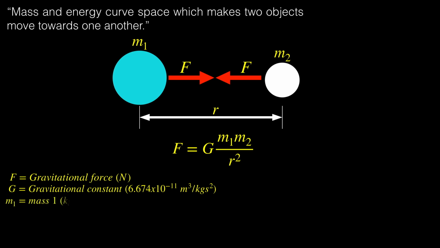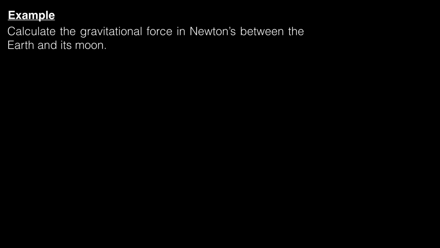m1 is equal to mass 1 in kilograms. Similarly, m2 is equal to mass 2 in kilograms. And r is the distance between the center of masses in meters. So let's try an example. Calculate the gravitational force in newtons between the Earth and its moon.